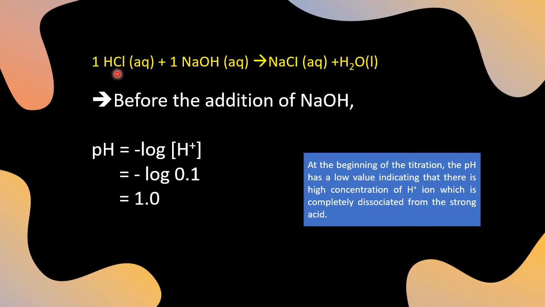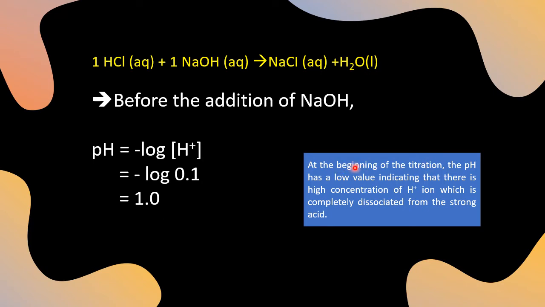So for this one, 1 mole of hydrochloric acid reacts with 1 mole of sodium hydroxide to produce 1 mole of sodium chloride and 1 mole of water. Why do I write the 1 over here? Because in this case, we know the ratio of the acid and the base is 1 to 1. Before the addition of sodium hydroxide, inside the conical flask there is only acid, 25 ml of 0.1 molar acid. So the concentration of the acid is 0.1. We straight away use pH equals negative log of the concentration of H plus, substitute 0.1, and we get pH equal to 1.